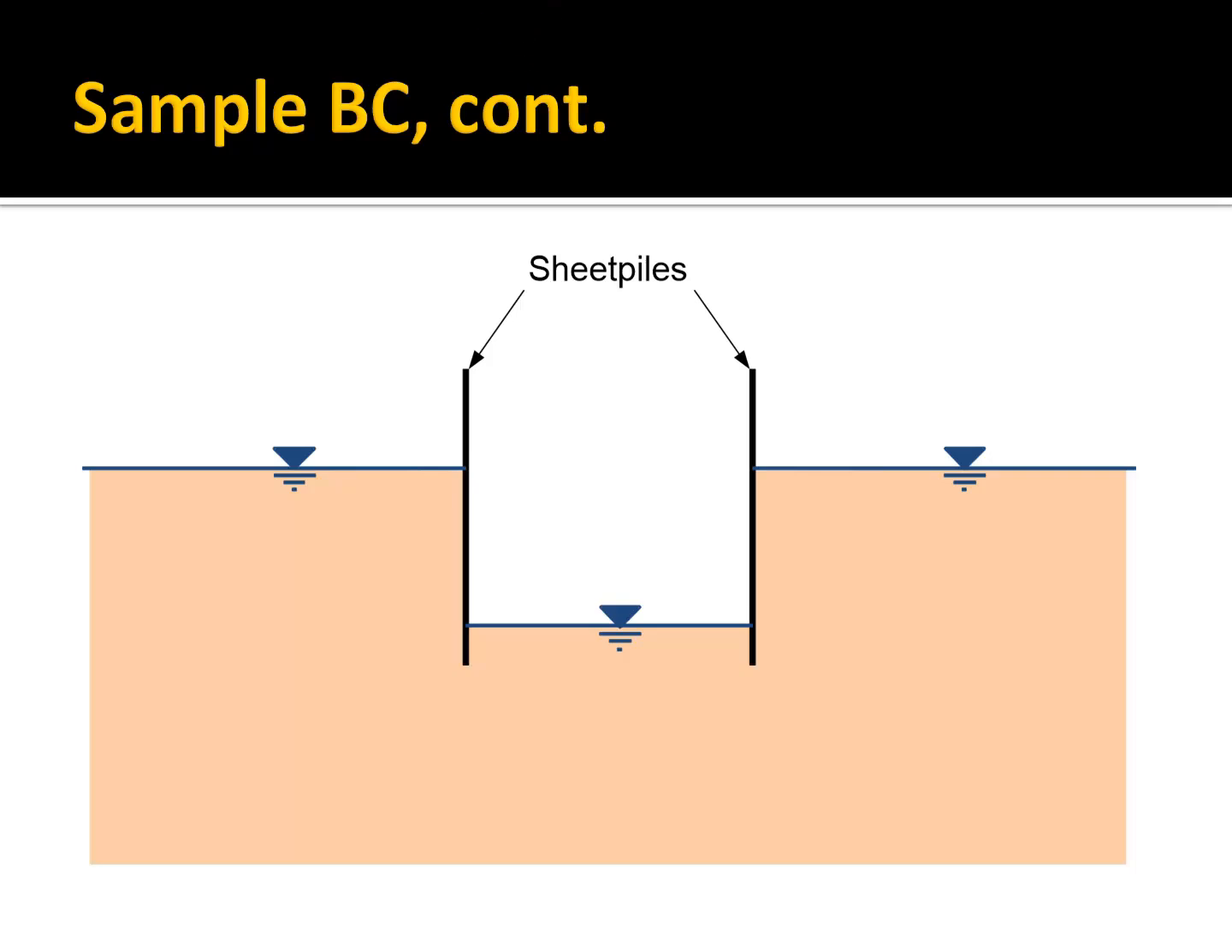So to do this, we would need to define some boundary conditions. Again, this upstream side is a specified head boundary condition. We'll call that H1. The downstream side is a specified head boundary condition. We'll call that H2. And then right here in the middle, that's also a specified head boundary condition. We'll call that H3.